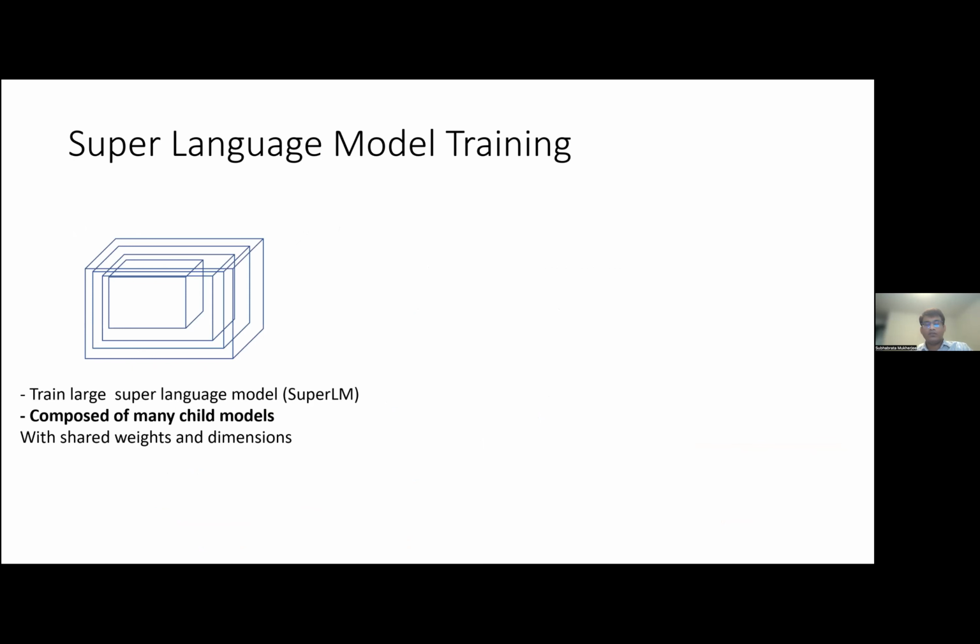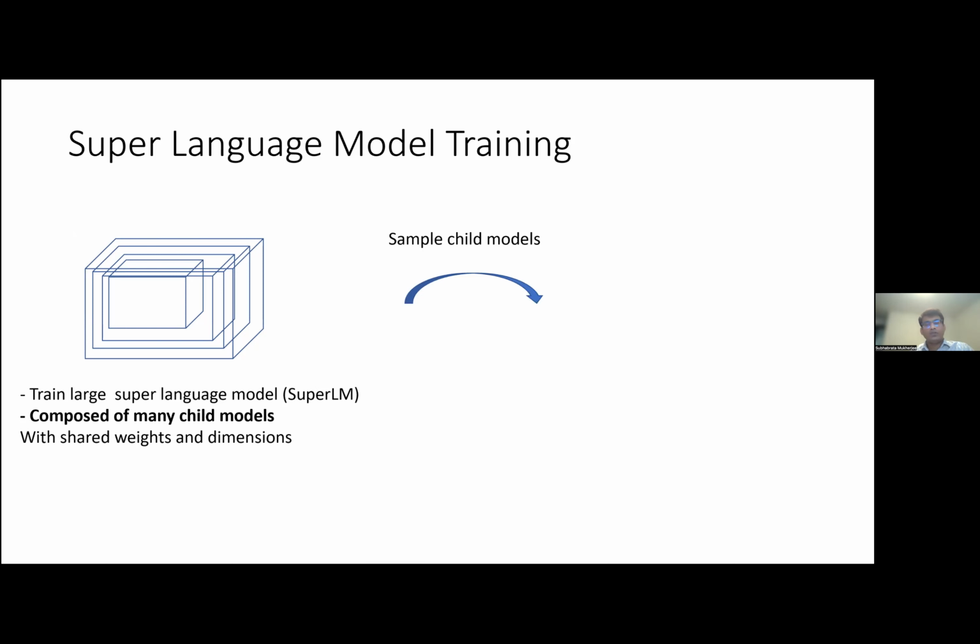So how does super language model training work? Here our purpose is to train a very large language model, which is called a super language model. And the super language model is composed of many child models. These child models have shared weights and dimensions. For example, you can consider a 12-layer model, which is composed of an 8-layer model, composed of a 6-layer model, and so on. And they also share all the other dimensions like the number of attention heads, width, and so on.